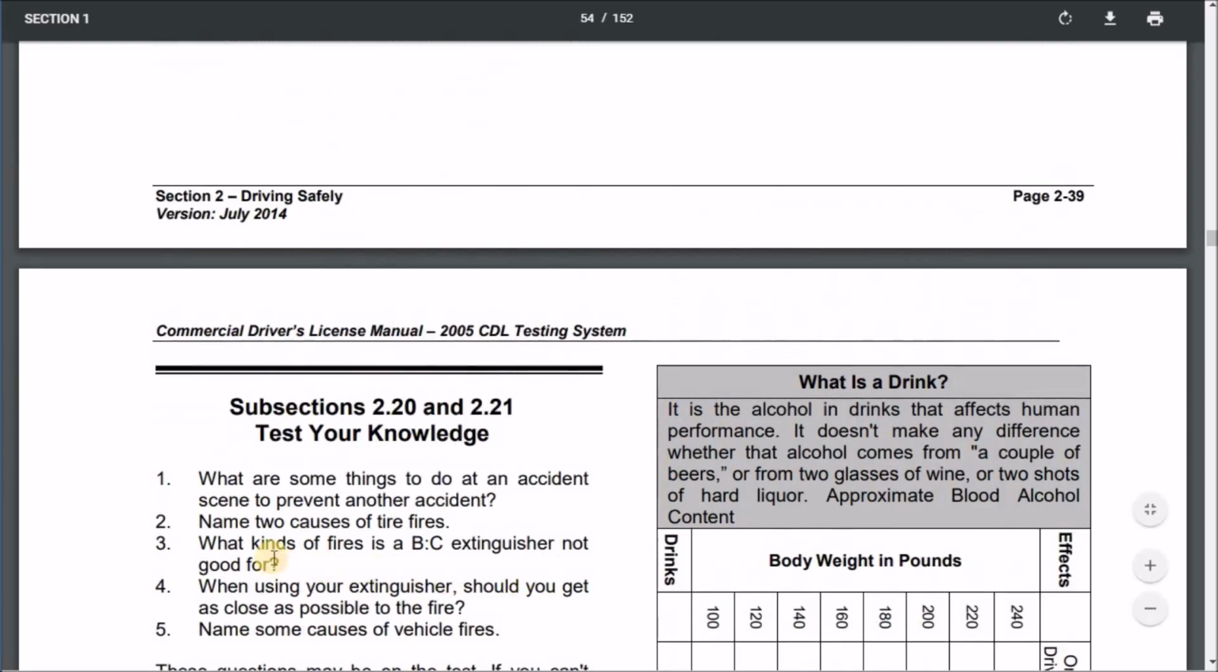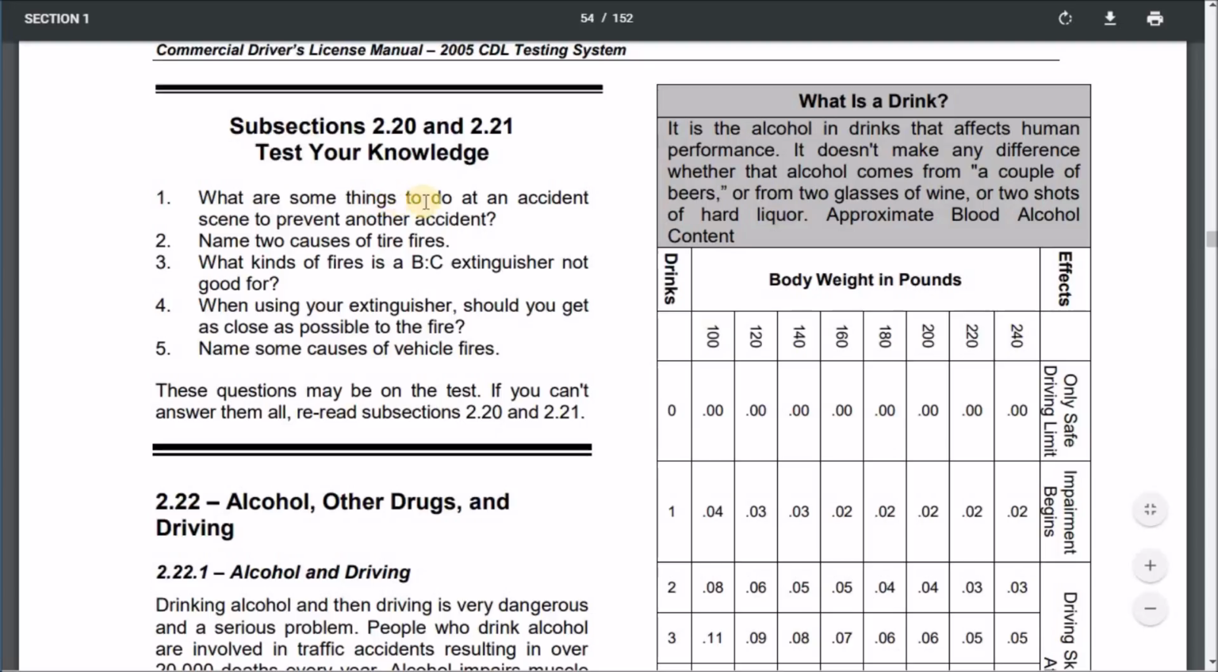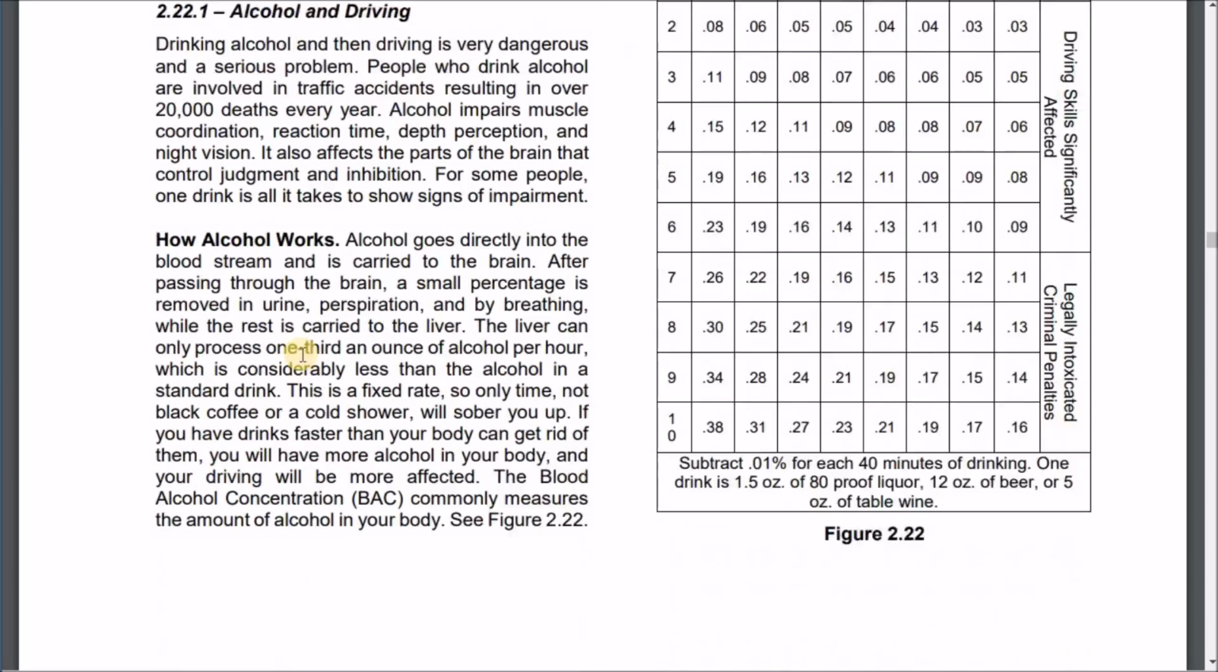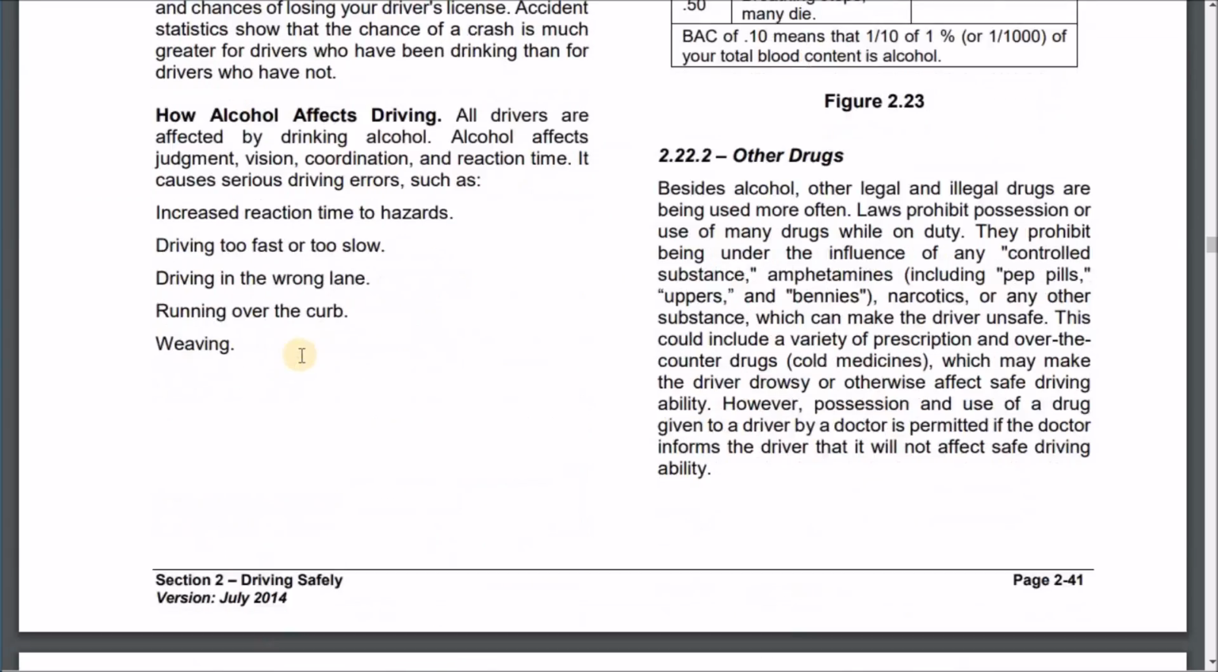Okay, I'm going to another batch of questions. What are some things to do at an accident scene to prevent another accident? Name 2 causes of tire fires. What kinds of fires is a B:C extinguisher not good for? When using your extinguisher, should you get as close as possible to the fire? Number 5. Name some causes of vehicle fires.